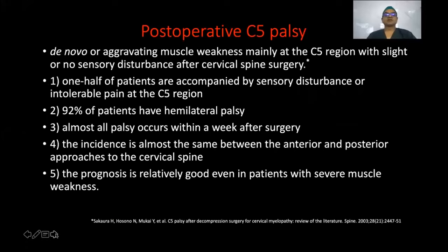Postoperative C5 palsy is another problem. It can be defined as a de novo or aggravating muscle weakness mainly in the C5 region without sensory disturbances following cervical spine surgery. There are some peculiar characteristics: more than 50% are accompanied by sensory disturbances or intolerable pain. 92% of patients will have it hemilaterally, and almost all palsies appear within a week. Incidence is the same between the anterior and posterior approaches. The prognosis is relatively good even in patients with severe muscle weakness.